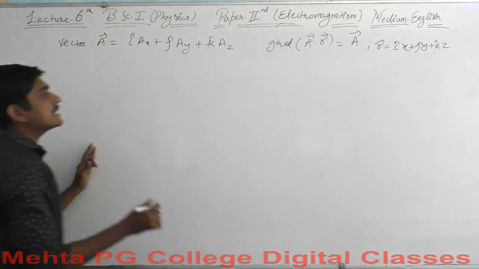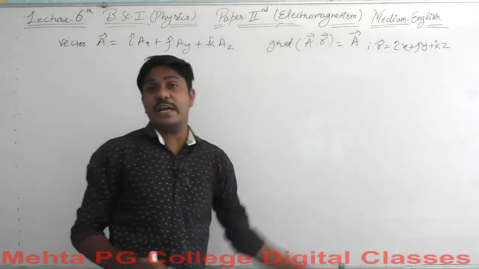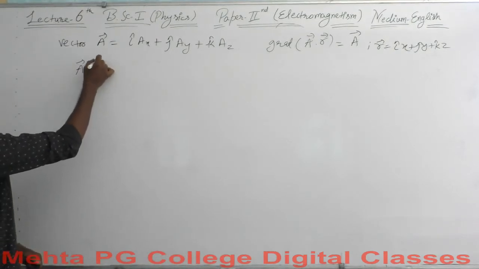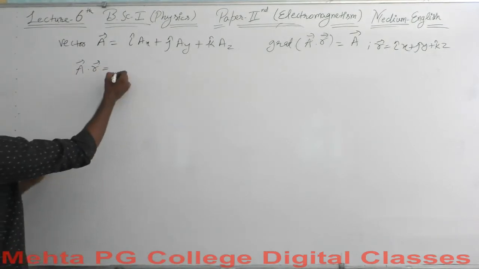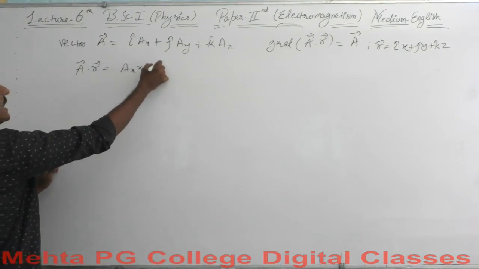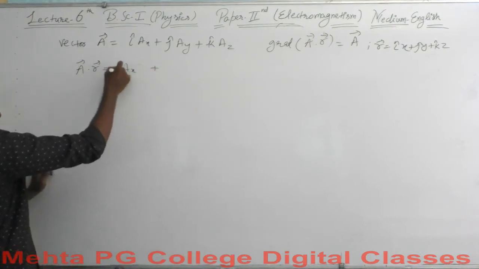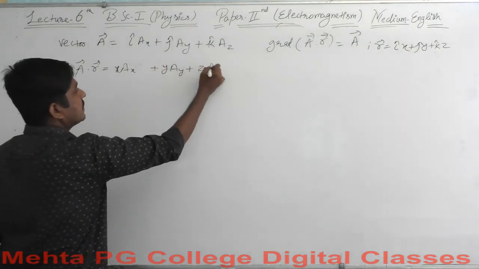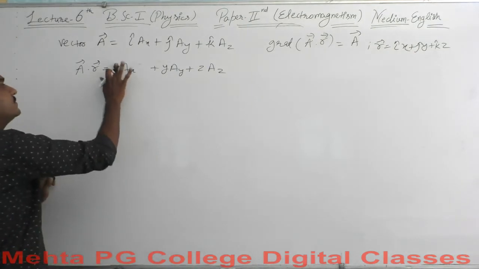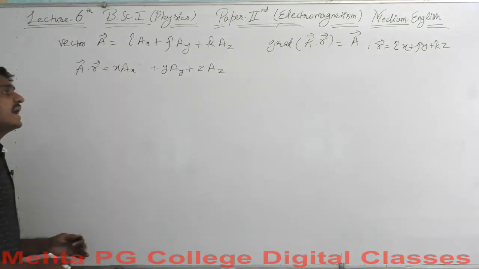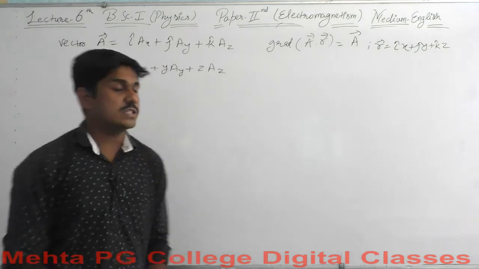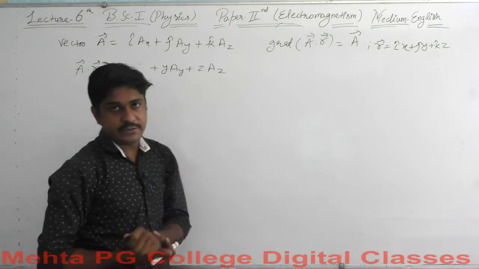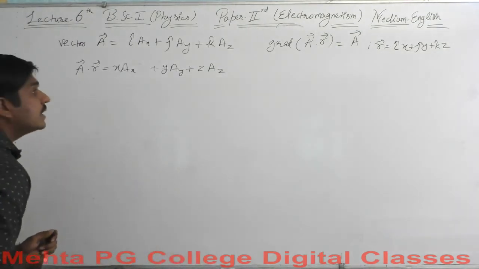So first we are supposed to get the dot product for A vector dot r vector. What will it be? It will be x Ax plus y Ay plus z Az. So this will be the value for A dot r. Now we are supposed to calculate the gradient for this. So let's begin.